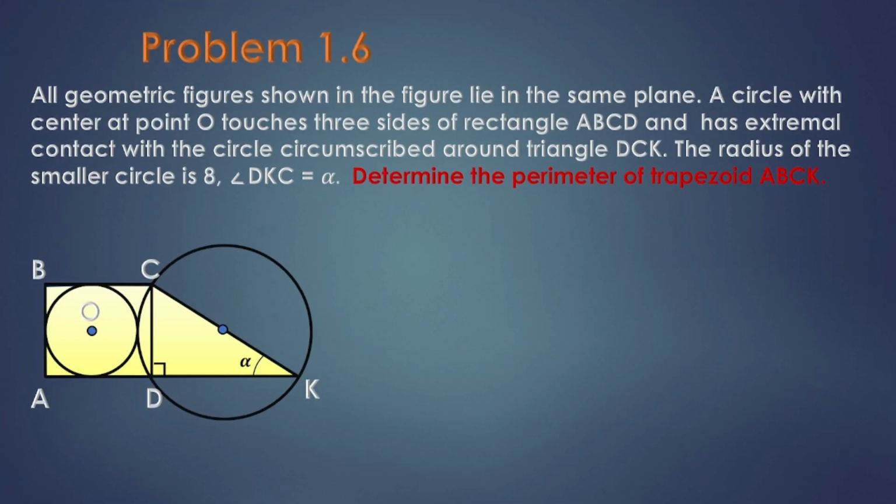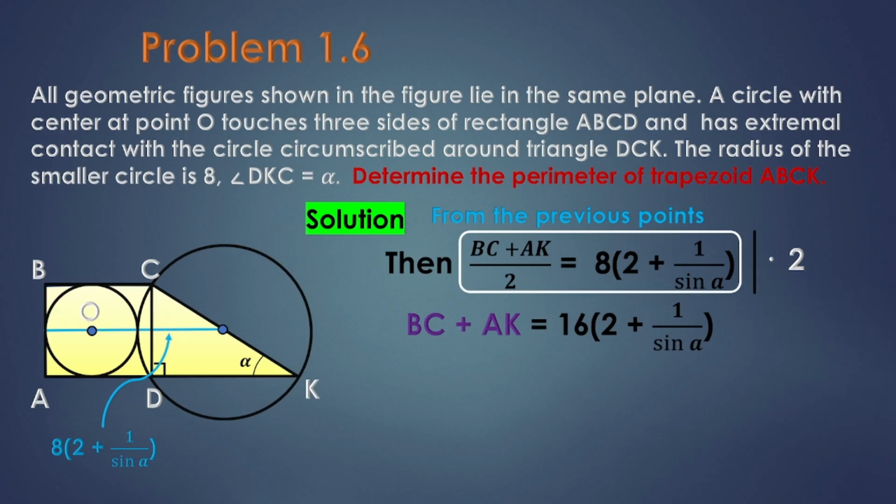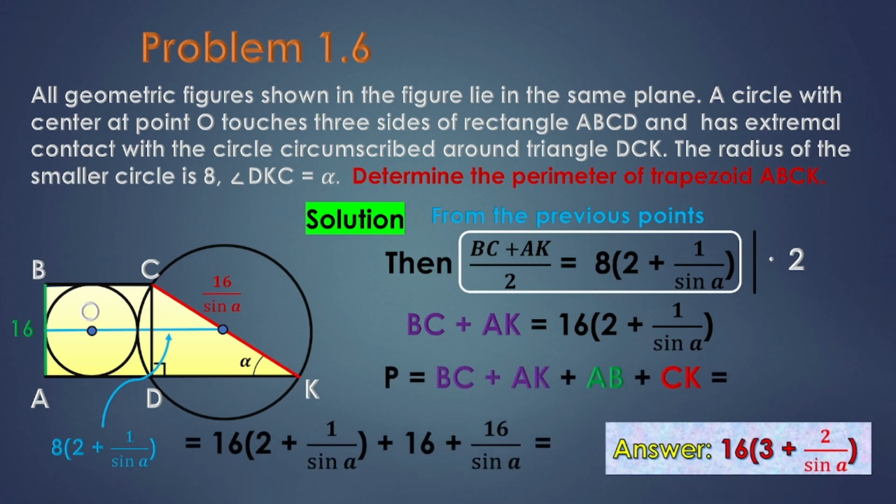Problem 1.6. Determine the perimeter of the trapezoid ABCK. From the previous points, the midline is 8 multiplied by (2 plus 1 divided by sine of alpha). Then we must compose the following equation. Remember that the midline of the trapezoid can also be found by the formula of the half sum of the bases. Now we have this whole equation that I highlighted in white. We must multiply by 2, and we have that BC plus AK equals 16 multiplied by (2 plus 1 divided by sine of alpha). Accordingly, since the radius of the smaller circle is 8, the side AB will be 16. I highlighted it in green. Why? Because this side corresponds to the diameter of the smaller circle. Next, I mark the found diameter of the larger circle in red, and we find the perimeter. After calculations, the perimeter of the trapezoid ABCK is 16 multiplied by (3 plus 2 divided by sine of alpha).